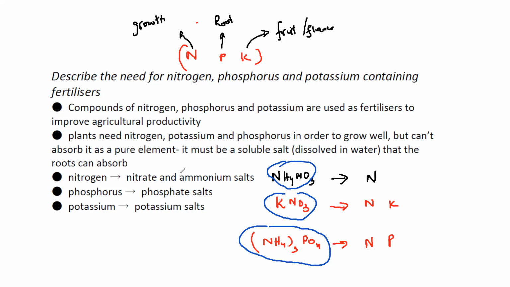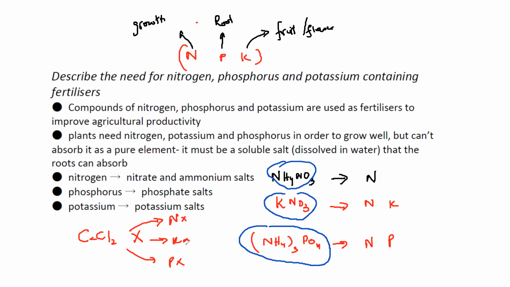But what if I have a compound like calcium chloride? So calcium chloride, is it a fertilizer? No. Why is it not a fertilizer? Because it does not provide nitrogen, it does not provide potassium, and it does not provide phosphorus. So those compounds which can provide essential nutrients to the plant, such as nitrogen, phosphorus and potassium, refer to fertilizers.